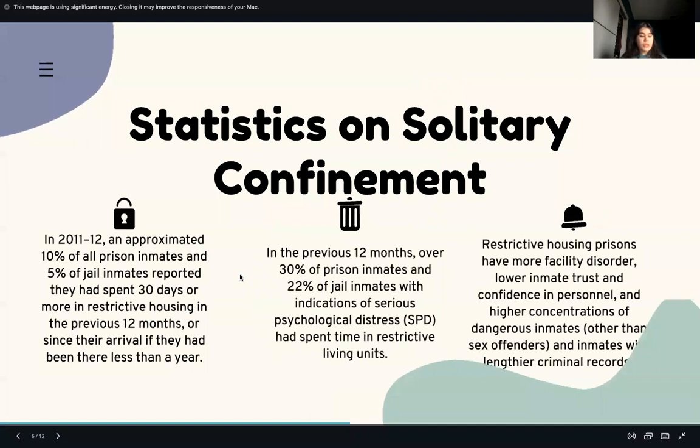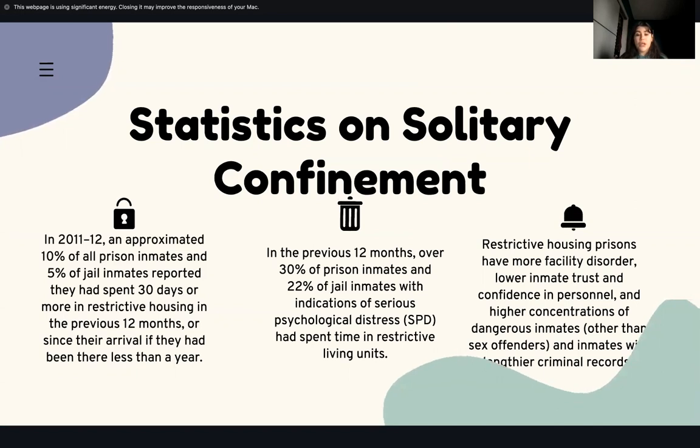Okay, so here are some statistics on solitary confinement. All of these are from the Bureau of Justice Statistics. They are all from the years 2011 and 2012. And they basically state that 10% of all prison inmates and 5% of jail inmates have spent 30 days or more in restrictive housing. Restrictive housing is just another term for solitary confinement. They're one and the same.